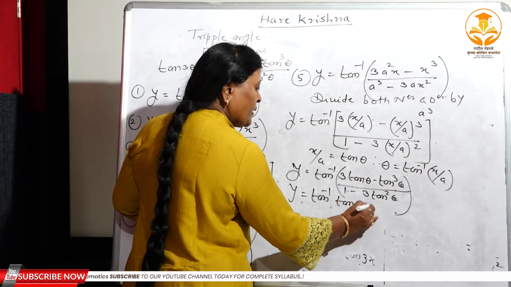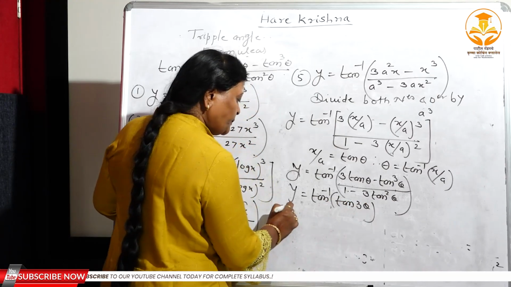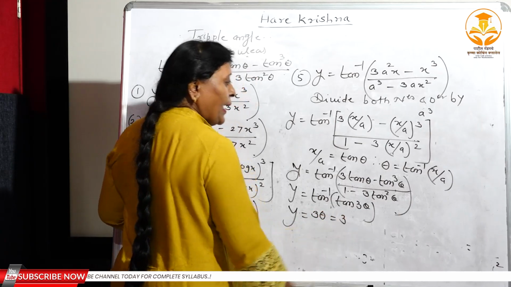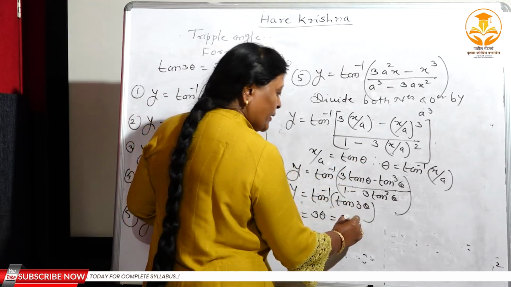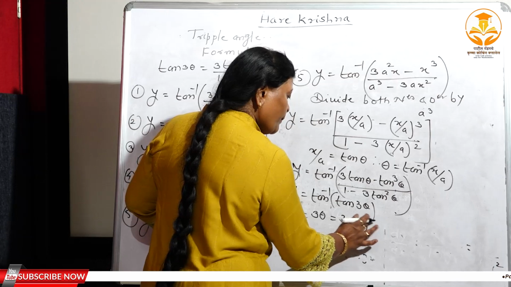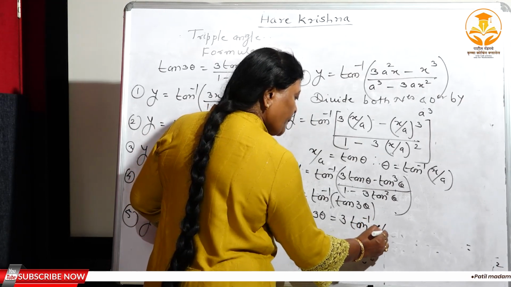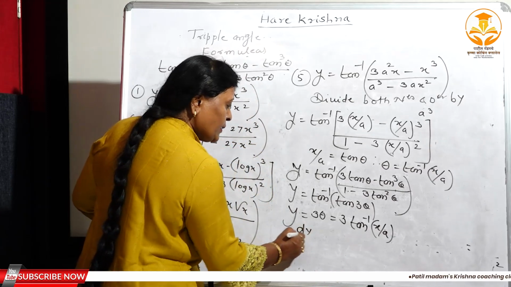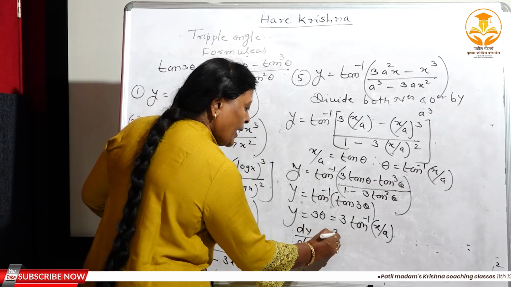Tan inverse tan gets cancelled. What remains here? 3 theta. Again 3 remains as it is. What is theta? Tan inverse of x by a. Right? Now you can differentiate. See here, dy by dx. 3 remains as it is.